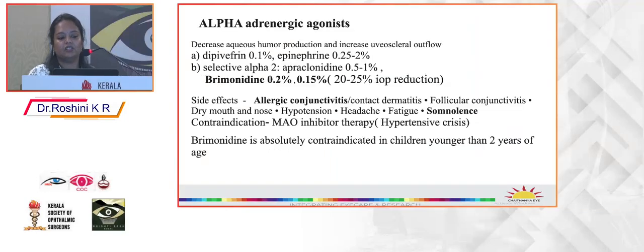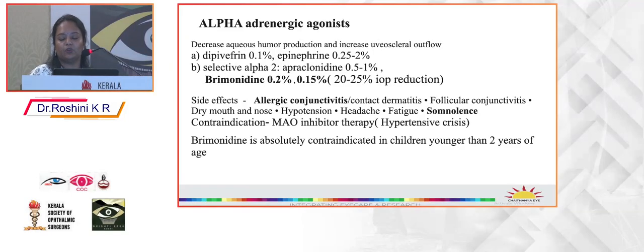Alpha agonists decrease the aqueous humor production by increasing the uveoscleral outflow. Brimonidine increases the uveoscleral outflow as well as decreasing the aqueous humor production. Brimonidine 0.2% and 0.15% are commonly used. Side effects are allergic conjunctivitis, follicular conjunctivitis, somnolence, fatigue. It is contraindicated in MAO inhibitor therapy because it can cause hypertensive crisis.